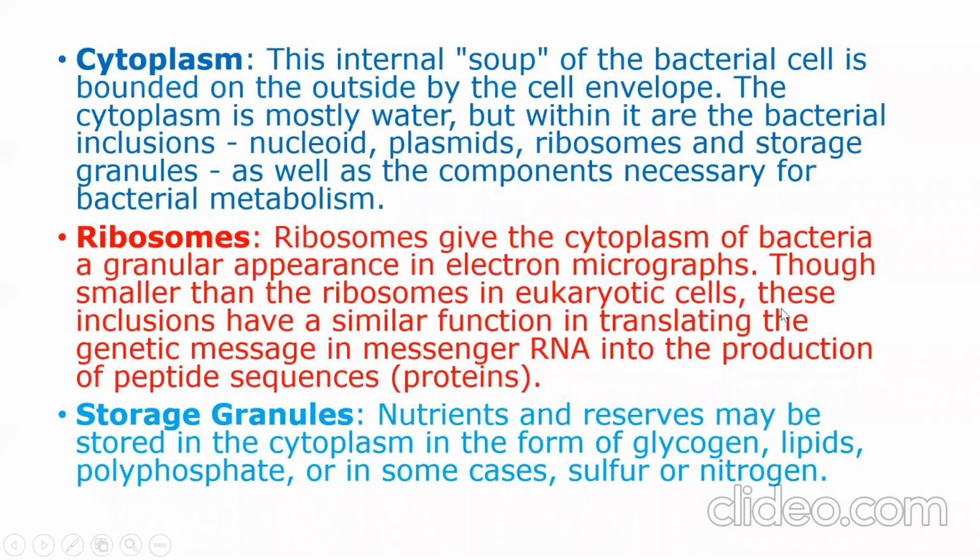The cytoplasm is the internal soup of the bacterial cell, which is bounded on the outside by the cell envelope. The cytoplasm is mostly water, but within it are the bacterial inclusions like nucleoid, plasmids, ribosomes, and storage granules, as well as the components necessary for bacterial metabolism. Ribosomes give the cytoplasm of bacteria a granular appearance in electron micrographs. Though smaller than ribosomes in eukaryotic cells, these inclusions have similar functions in protein synthesis.